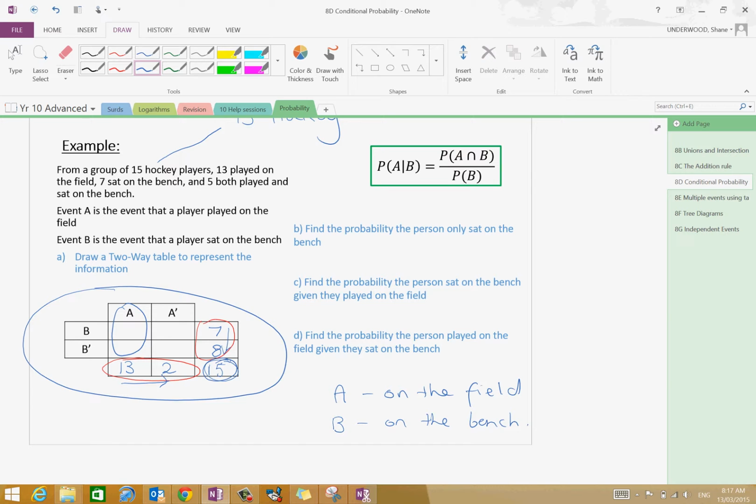Is there anything you can do to fill out the rest of this table? I'll get you to think about it. 5 both played and sat on the bench. Okay, so let's think about where that would go.